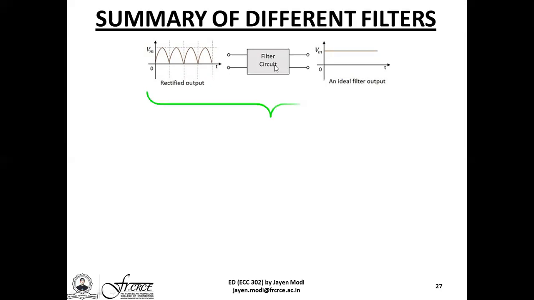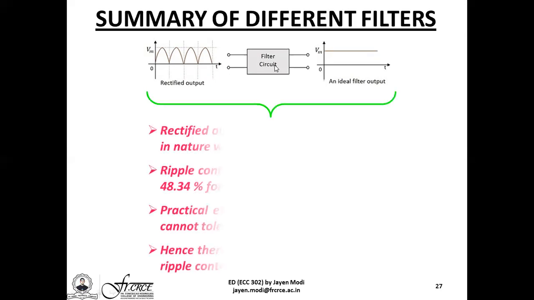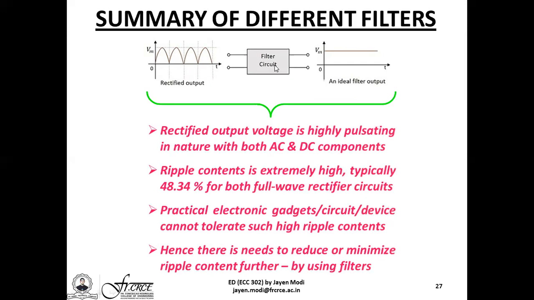So what we have is that the rectified output voltage is highly pulsating in nature with both the AC and DC components. Ripple contents are extremely high, and we have already derived the answer. It was approximately 48.34% for both the full wave rectifier circuits. Practical electronic gadgets, circuits, devices cannot tolerate such a high ripple content. Their operation may falter and they may easily get damaged. Hence, there is a need to decrease or minimize the ripple content further by using filter circuits.